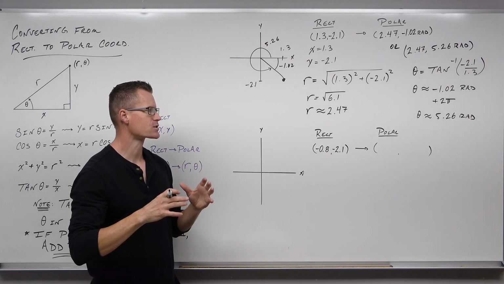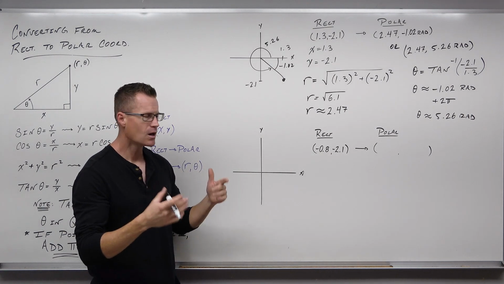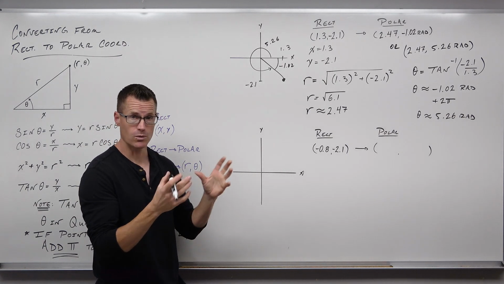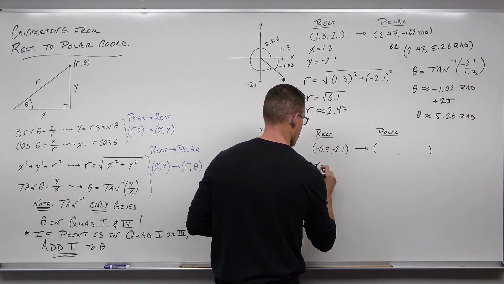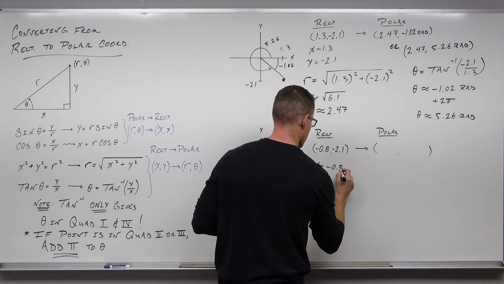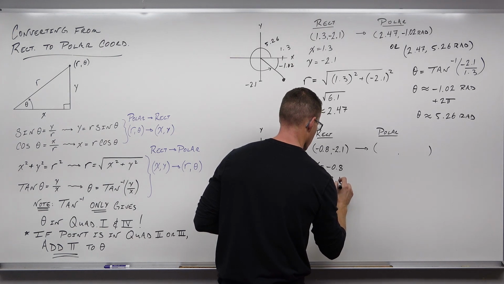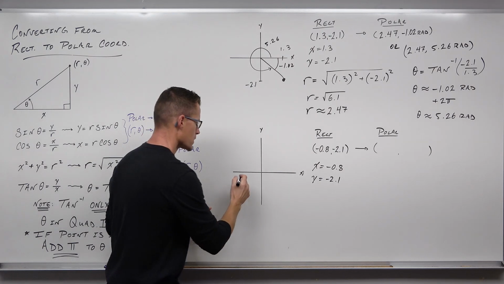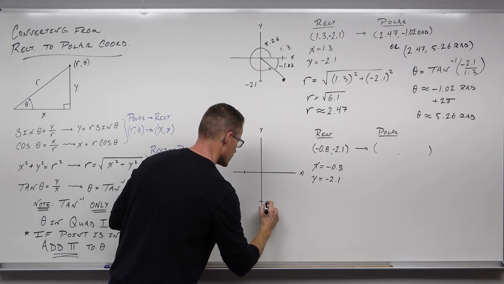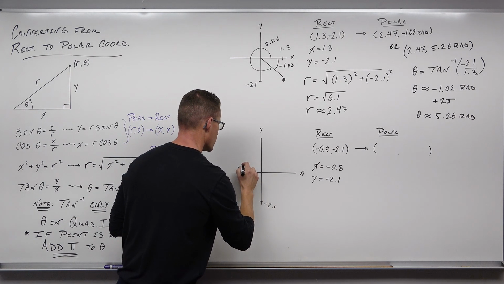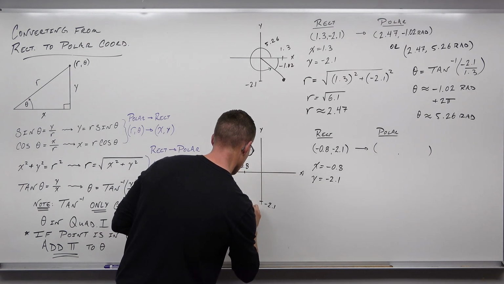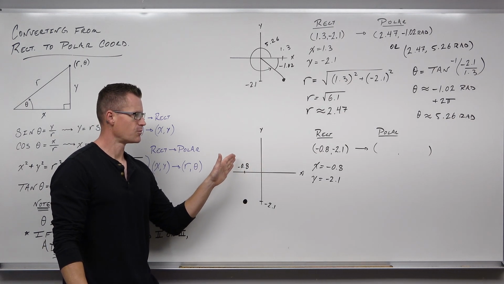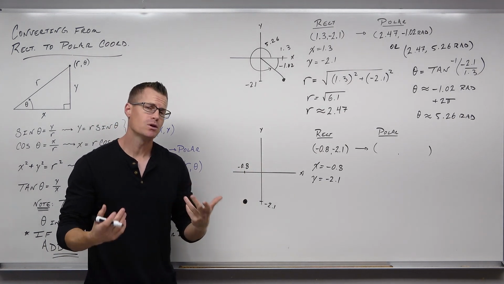So we have one last rectangular representation of a point. Our x is negative 0.8, our y is negative 2.1. We're going to write that first. Then we're going to locate it. So negative, negative says we are in quadrant 3. Somewhere about right there. So negative 0.8, negative 2.1. At least we know we're in quadrant 3.